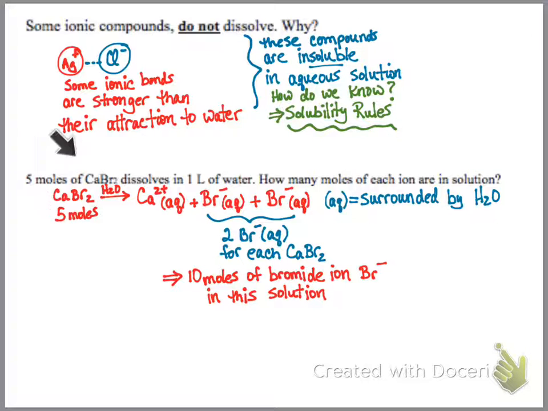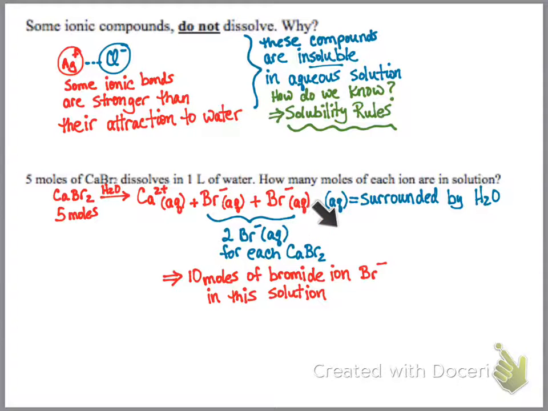So 5 moles of calcium bromide, dissolve it in water. For every calcium bromide, I'm going to have 1 calcium and 2 bromides, and that means I'm going to make 5 moles of calcium in solution, which I didn't write down here, but this should be 5 moles, and then 10 moles of bromide is going to be in solution because I have 2 bromides for every calcium. So we would call this the concentration of the ions, or the ion concentration.